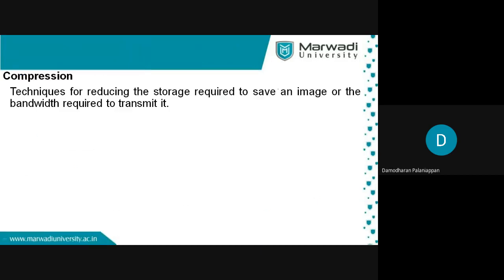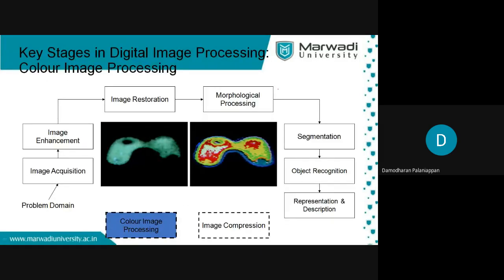Finally, we are able to see color image processing. Till now, we have discussed the black and white image or grayscale image. Now we can see color image processing, where we discuss the three types of color: red, green, and blue. These are the 9 key stages in digital image processing. It is an overview. It is an important question: what are the key stages in digital image processing?